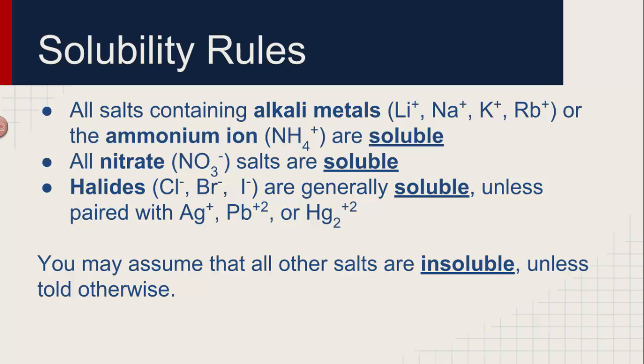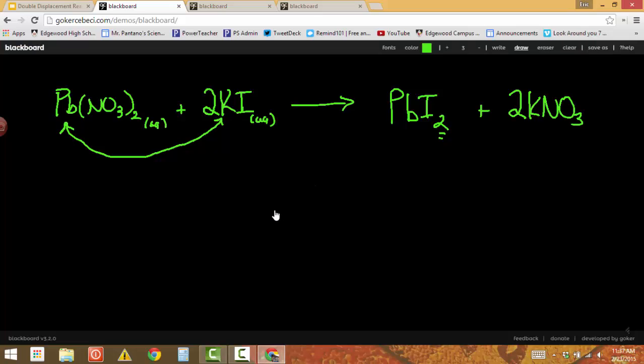Okay? All right, so we need to go back now and see if we can figure out, using our solubility rules, which of our products will be the solid and which one will be aqueous. All right, so here we are with our first example. We had lead nitrate and potassium iodide interacting, forming lead 2 iodide and potassium nitrate. Okay, using our solubility rules, potassium nitrate, not only does it contain an alkali metal ion, but it contains nitrate. Both of those mean this is definitely going to be soluble, aqueous.